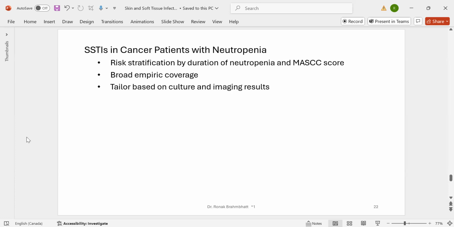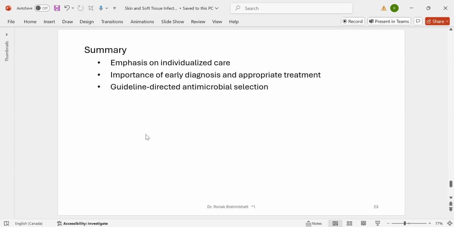Cancer patients are another immunocompromised group. They don't have the same level of immune response like a normal person. So you have to have high index of suspicion and you provide broad antibiotic coverage, right? Broad antibiotic coverage. Good. Perfect. So in summary, we emphasize individualized care, guideline directed antimicrobial selection based on your local sensitivities.